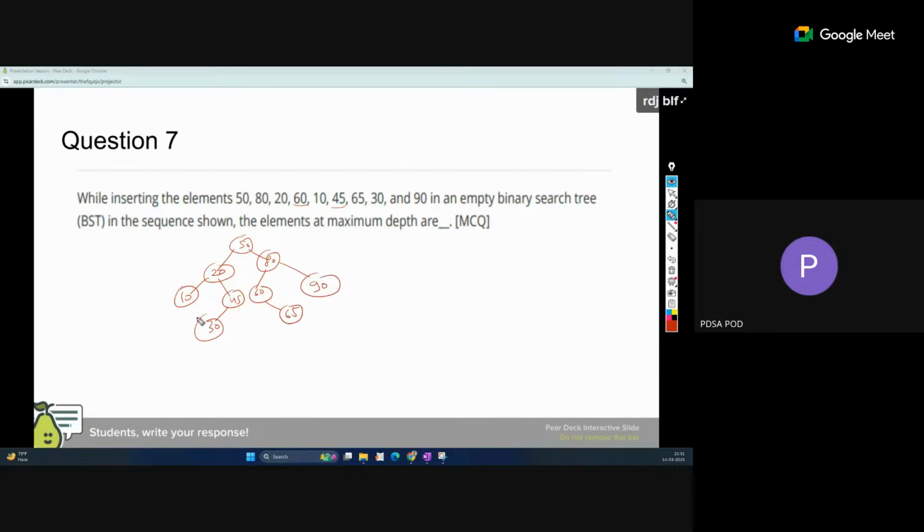Okay, so which nodes are at the maximum depth? You can see we check depth from the root node, and these nodes are at the maximum depth. What is it for 30? It is 4, and the same for 65. So 30 and 65 have the maximum depth.